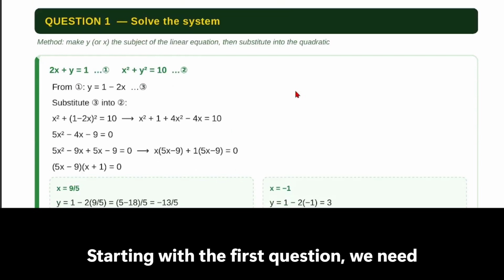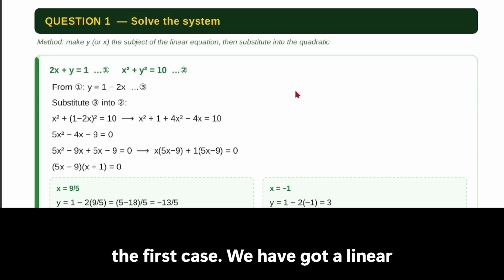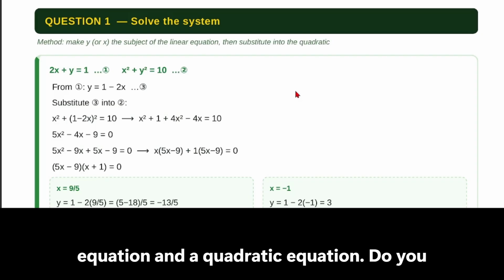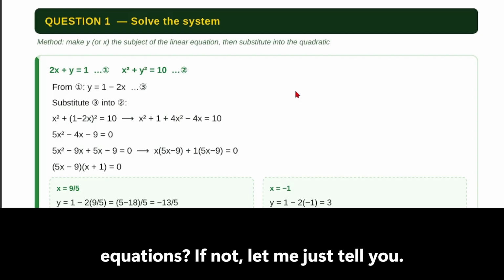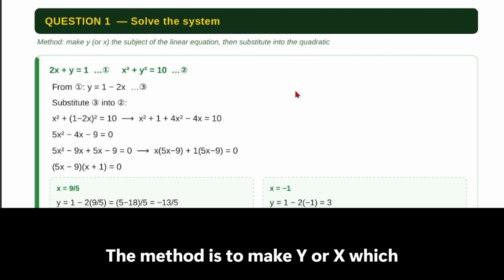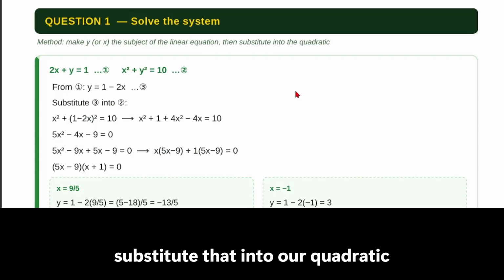Starting with the first question, we need to solve the system of equations. This is the first case. We have got a linear equation and a quadratic equation. Do you have an idea of how we could solve these equations? If not, let me just tell you. The method is to make y or x, which is the variable, the subject of the linear equation, and then we can substitute that into our quadratic equation.